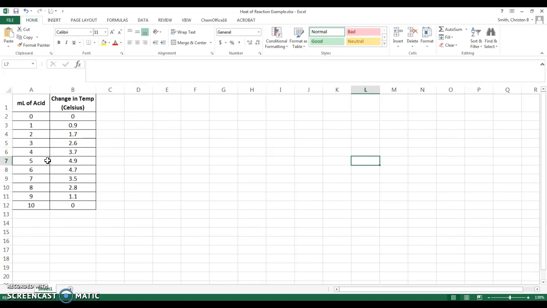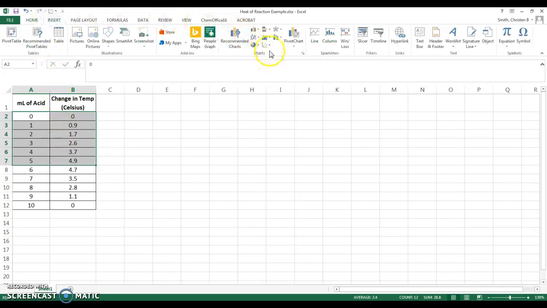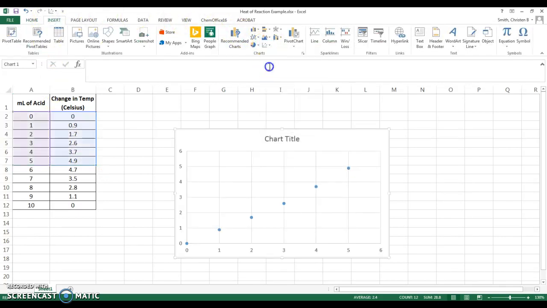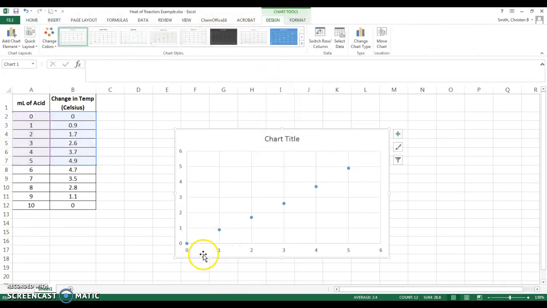To make my graph, I want one line to represent the points with the positive slope, where there's an increase in the change in temperature. I'm going to select all of my data up until I hit that delta T max. And I'm going to insert my graph. So I'm going to go over here to insert, and I'm going to press this icon here, and I'm going to get those points. And you can see this is going up until I hit that maximum change in temperature.